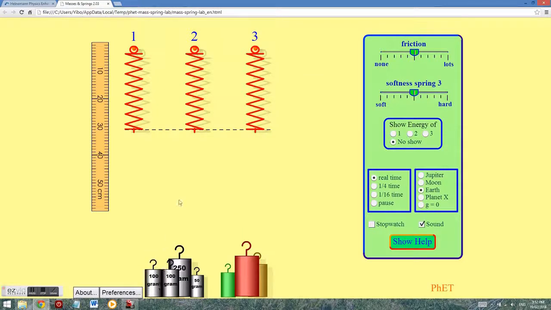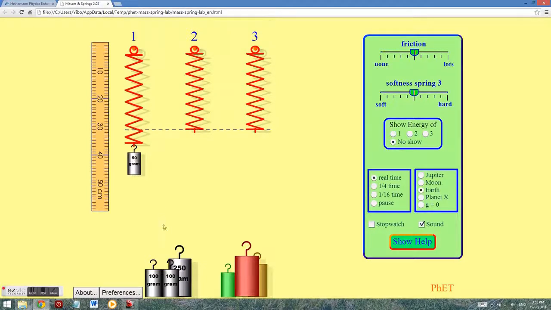So there are three springs. Now, have a look at what's happening if I put 50 grams on one of them. The spring became longer, it extended, because there's a force applied to it.